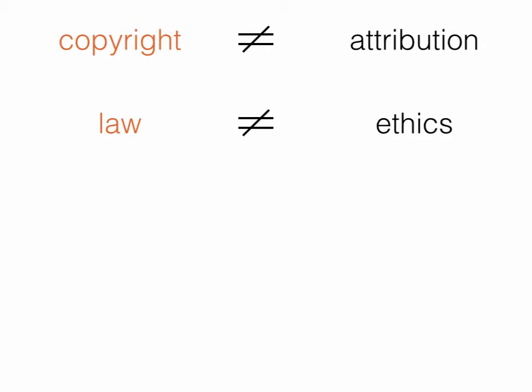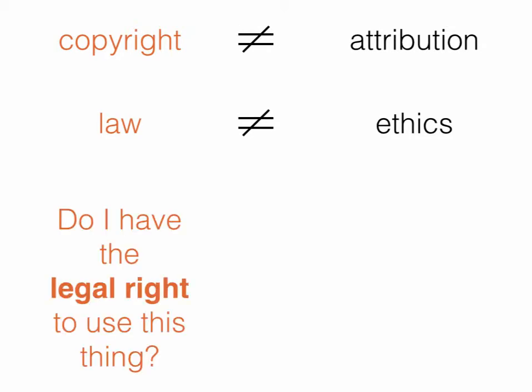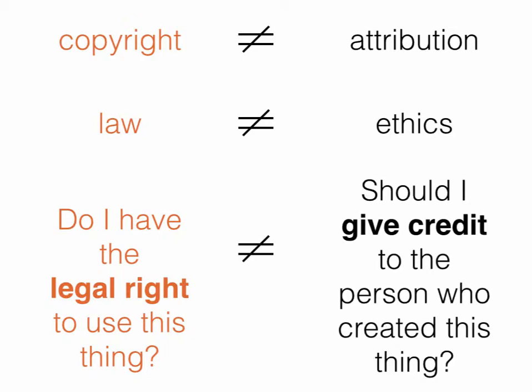Here's the thing. Copyright is a legal standard. It's about your legal right to use a thing. Attribution is an ethical standard. It's about what's the right thing to do. Is giving credit to the person who created this piece of intellectual property the right thing to do? I can do that because it's the right thing to do, and that doesn't actually affect my legal right to use the thing. They're not the same. So that's what copyright isn't.